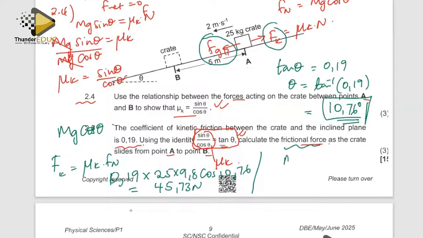Okay, and you just say that the mass times the gravity multiplied by the sine of theta. So that's 25 multiplied by 9.8, and then the sine of 10.76. Let me just confirm and see. So 25 times 9.8, and then the sine of 10.76. Perfect. I'm getting 45.7. Oh, yeah, just the difference of 0.01, which is not bad. Okay, so either way, you'll always get the same thing.